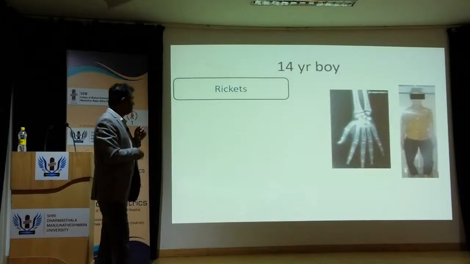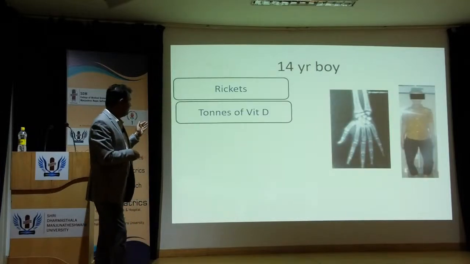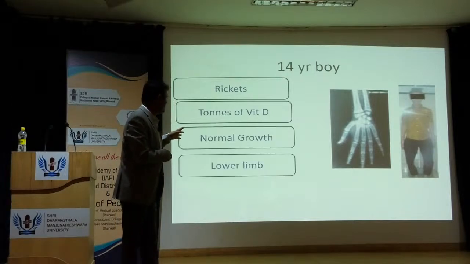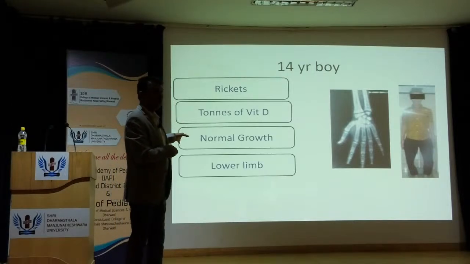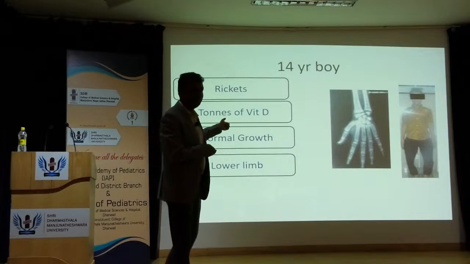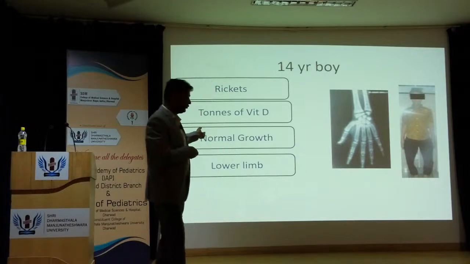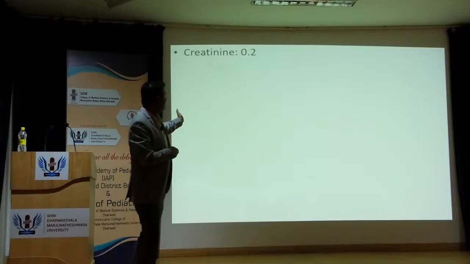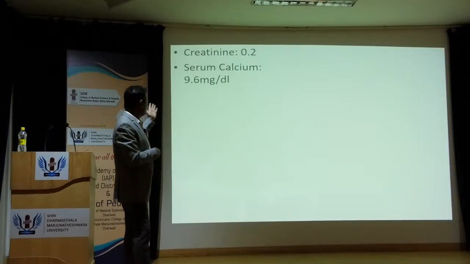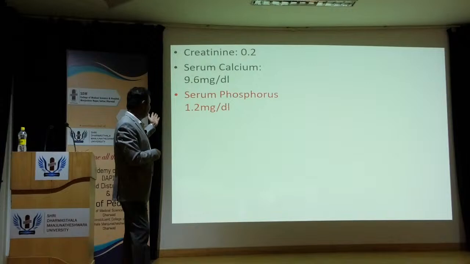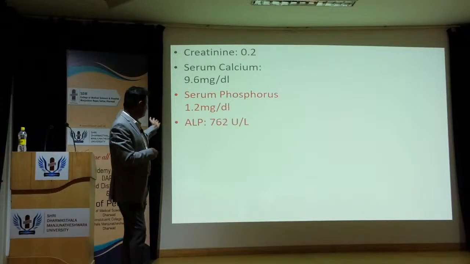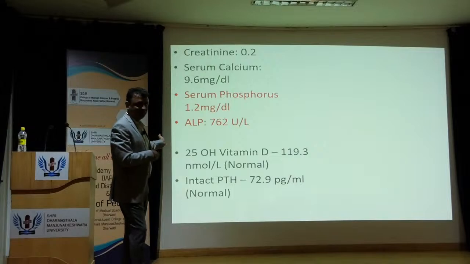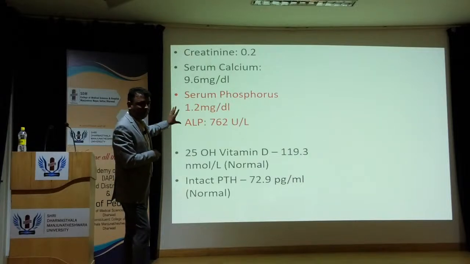Then a 14-year-old boy loaded with tons of vitamin D. He has normal growth. Lower limb is involved more. Anybody can shout the answer? Phosphate. Yes. So is it resistant rickets? No. This was more of a phosphate problem. Normal creatinine, normal calcium, phosphorus is low, ALP is high, vitamin D is normal, PTH is normal. Can you apply that algorithm here?